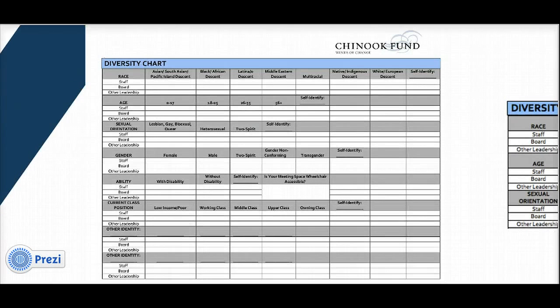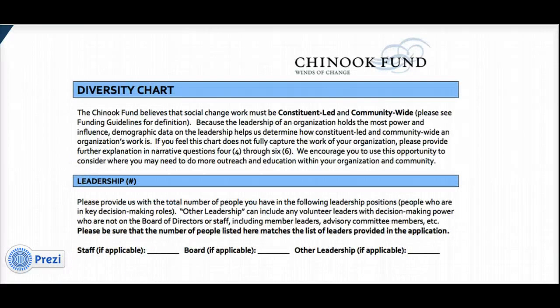Diversity chart. Applicants very commonly have questions pertaining to the diversity chart. A picture of the diversity chart itself can be seen here. Before filling out this chart, it is important to note the first section, which is shown here.